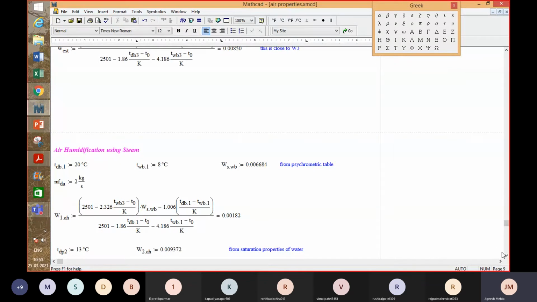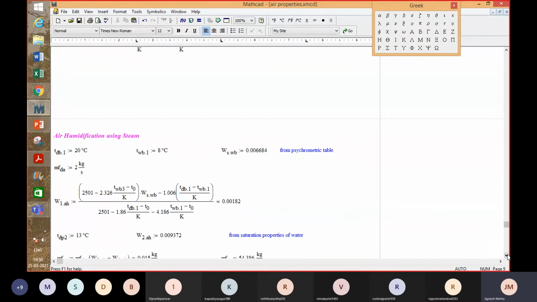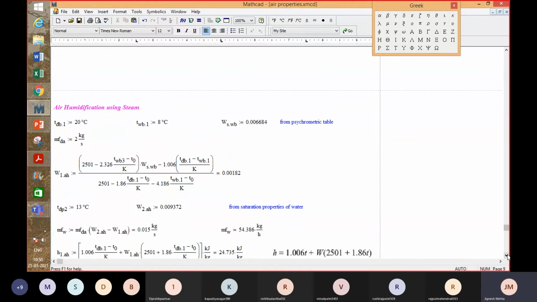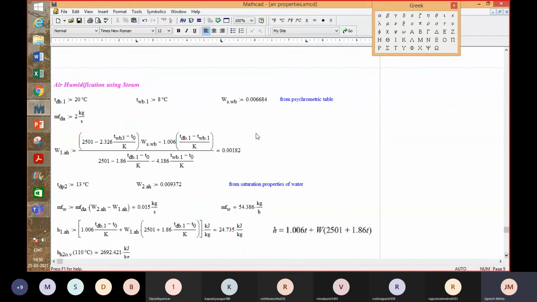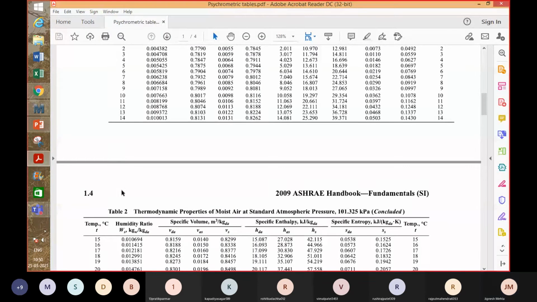So this is air humidification using steam. The initial condition was 20 degrees Celsius dry bulb temperature and 8 degrees Celsius wet bulb temperature. If you read it from the table, at this wet bulb temperature, the saturation humidity ratio is 0.006684. So it is 6 grams of water per kilogram of dry air. You can read it from here, right? 8 degrees Celsius, 0.006684.